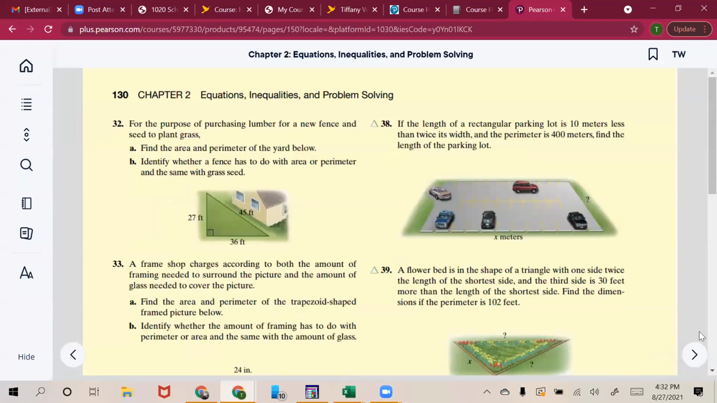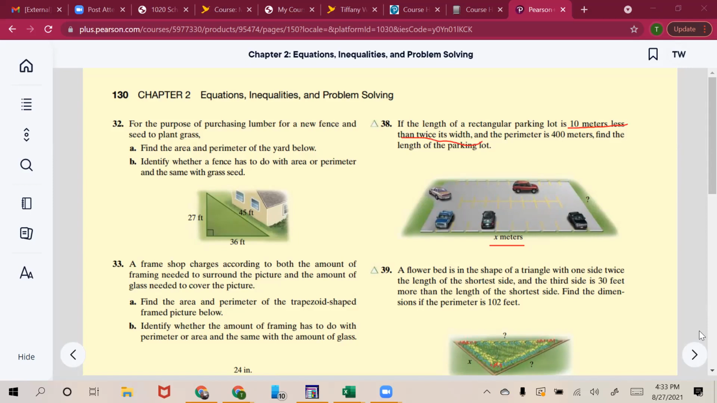So number 38, if the length of a rectangular parking lot is 10 meters less than twice its width and the perimeter is 400 meters, find the length of the parking lot. Okay, so here's what happens with this problem. They were really nice. They go ahead and give us the width. This is the width. Now I need to find the length. So here, the length is going to be 10 meters less than twice its width. So I need to actually translate this sentence, and we'll go from there.